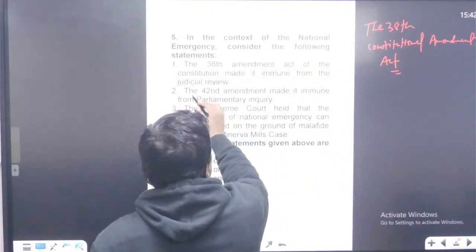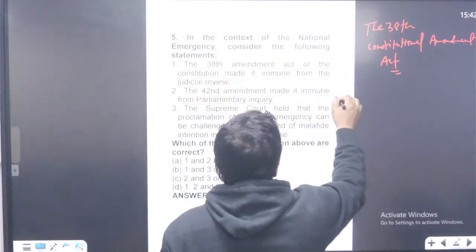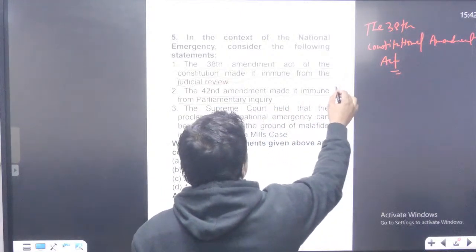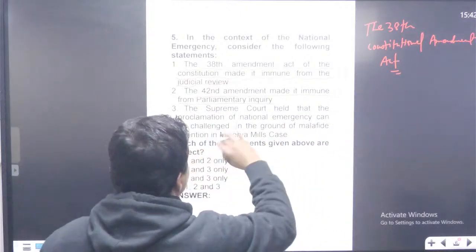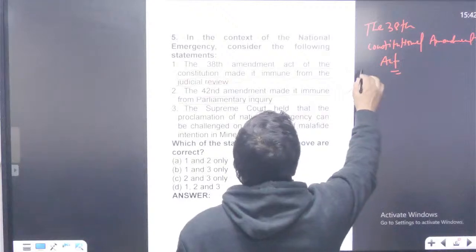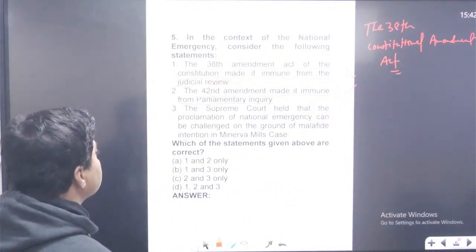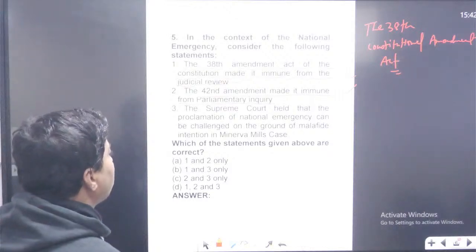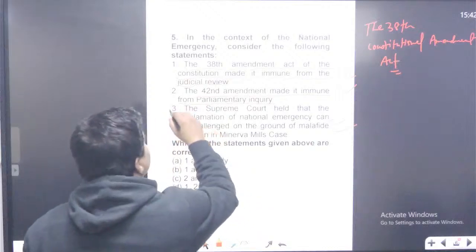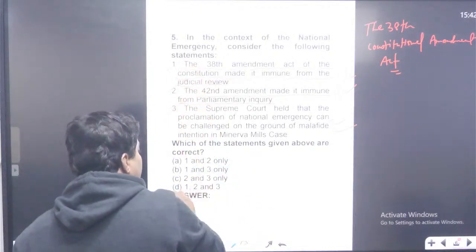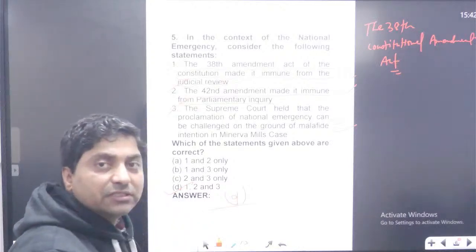The 42nd Amendment made it immune from parliamentary inquiry. Yeah, this is also correct. The Supreme Court held that the proclamation of a national emergency can be challenged on the grounds of mala fide. Also correct. So all the statements are correct regarding national emergency.